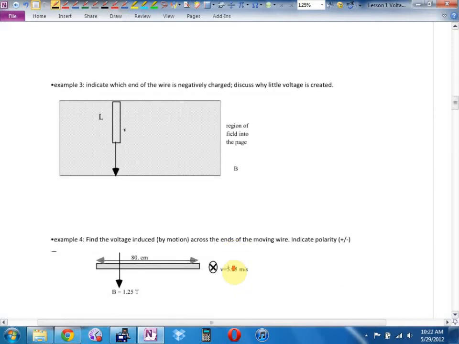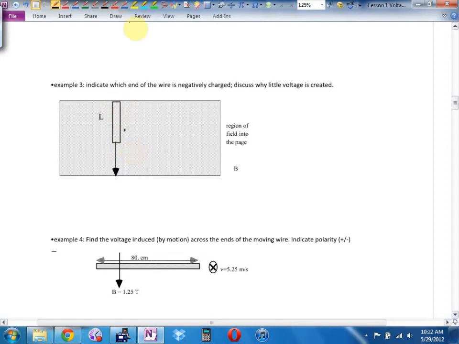Example 3. Here, turn the page. What direction is the magnetic field here? What does it say in the picture? Into the page. What direction is the velocity? Down the page. So those are at right angles to each other. Ah, but Emily, what direction is the length? Also in the same direction as the velocity. All three are not perpendicular to each other, and I'll show you why you get so little voltage.